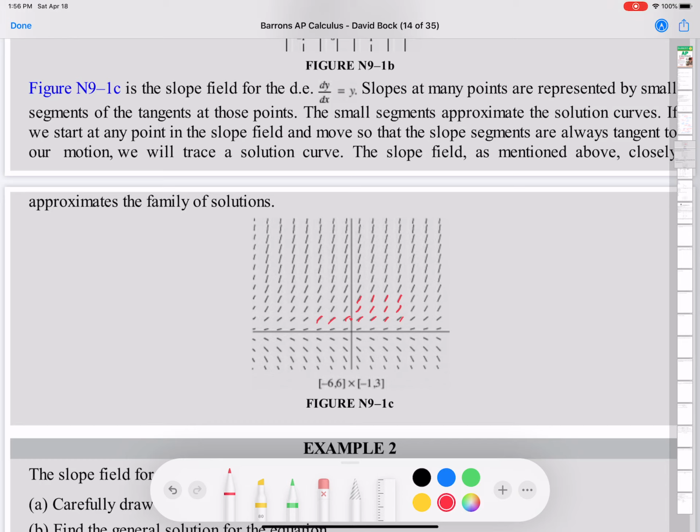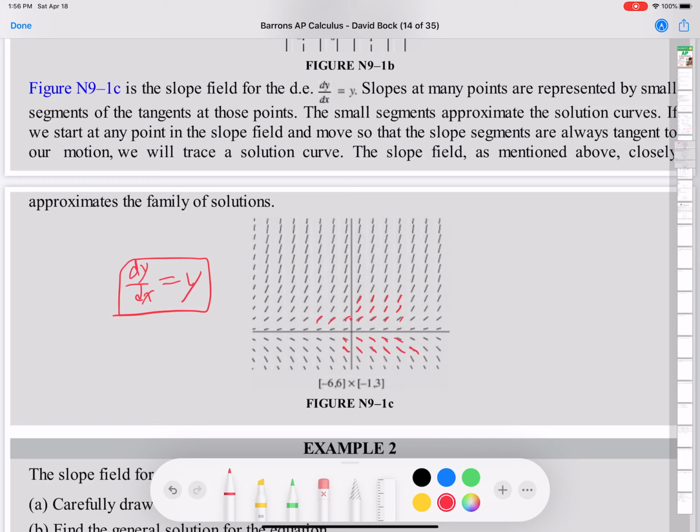And what about negative? At y equals -1, the slope is negative, like that. We already drew that before, right? If y is -2, the x value doesn't matter because dy over dx is given as just y. So if y is -2, the slope is -2, right? The slope of the tangent line is -2.